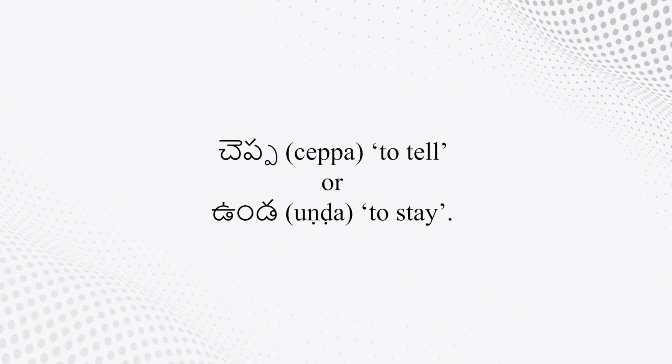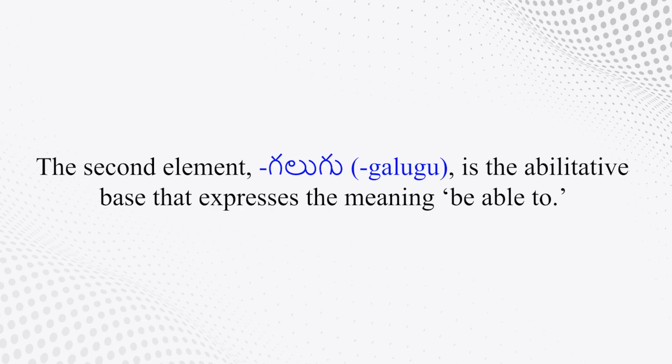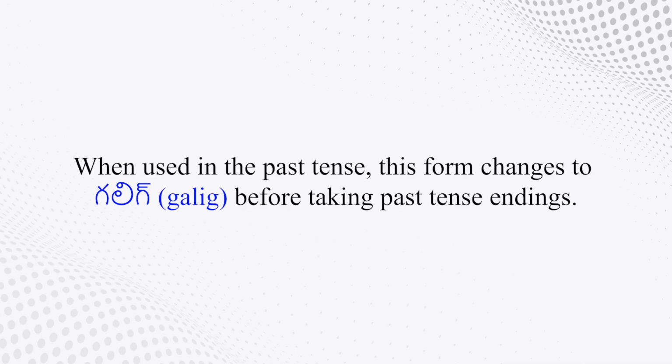The infinitive carries the core meaning of the verb, such as cheppa to tell or unda to stay. The second element, galugu, is the abilitative base that expresses the meaning be able to. When used in the past tense, this form changes to galig before taking past tense endings. The past marker and personal suffix together indicate both tense and the subject, such as he, she, they, etc.